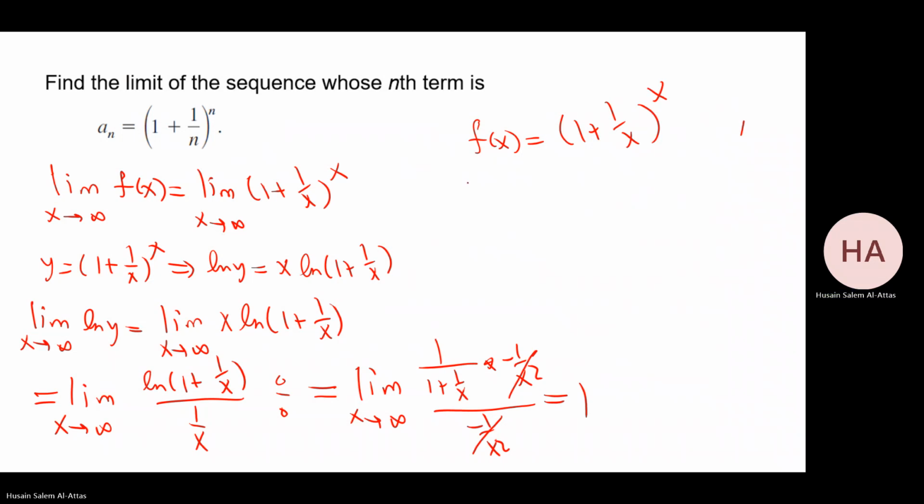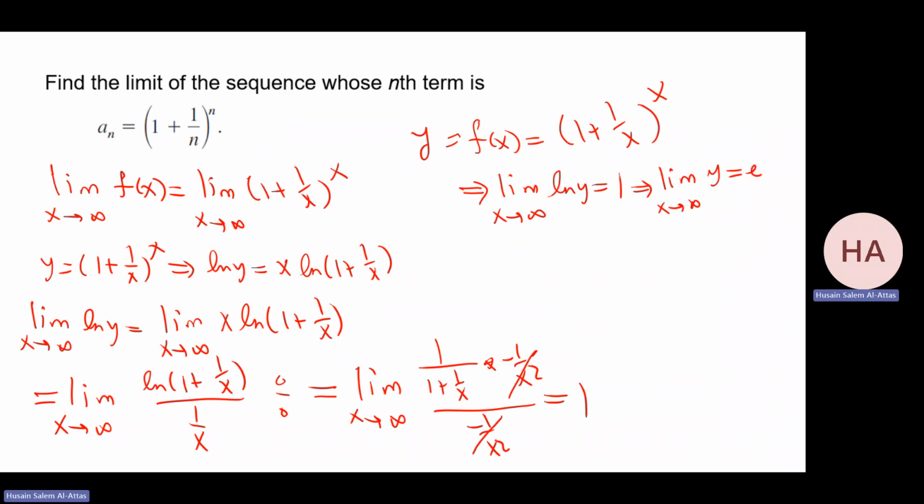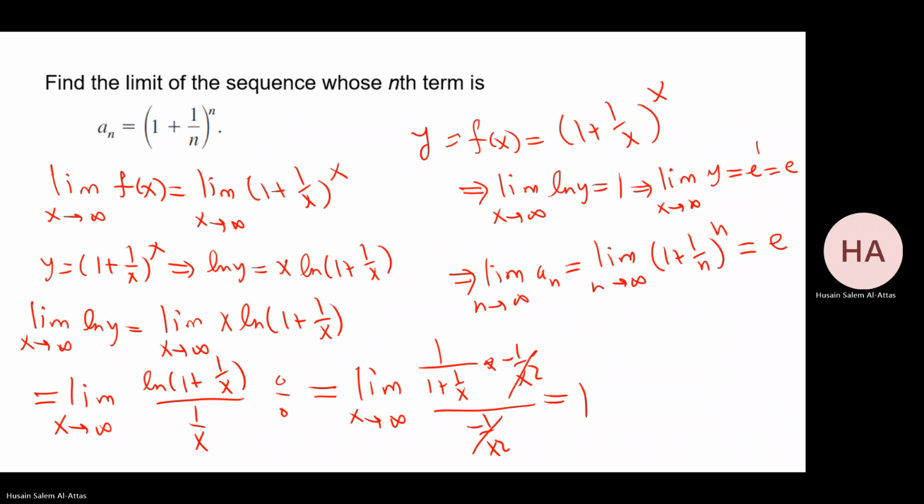Am I done? No, because that means the limit as x goes to infinity of ln y is 1, but I need the limit of y. So the limit of y as x goes to infinity will be e to the power 1, which is e. So the limit as n goes to infinity of a_n, which is the limit as n goes to infinity of 1 plus 1 over n to the power n, that will be e. So the answer is, it converges to e.